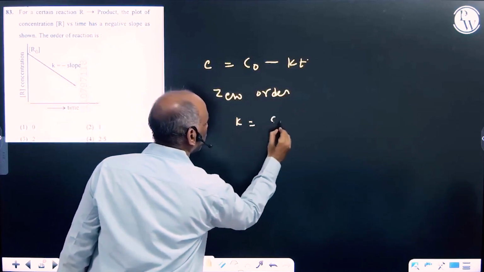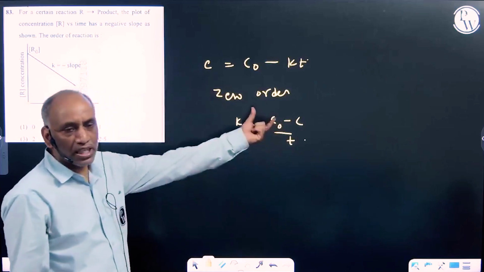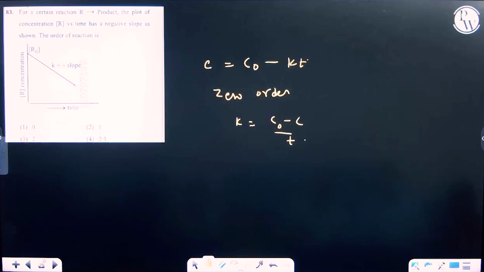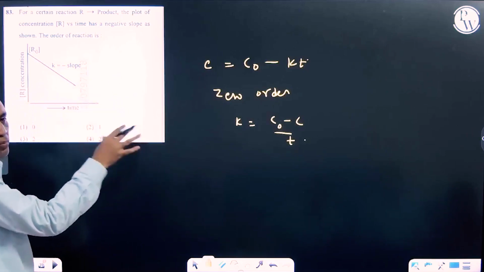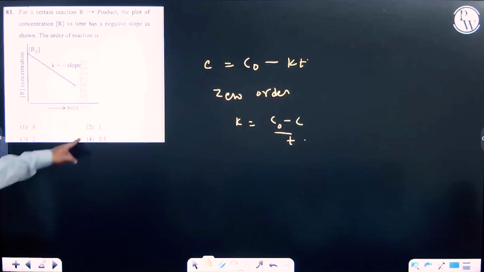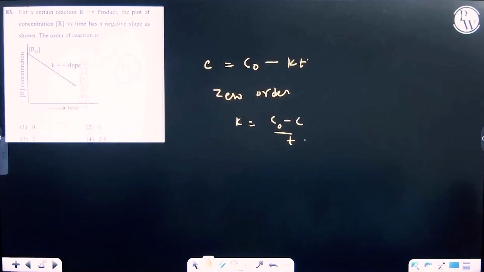Because k is nothing but what? This C0 minus C by t it will become. That means it is nothing but rate of reaction. So rate of reaction and rate constant are the same, meaning the order of reaction is 0, and you can go for this option without any trouble. This is also somewhat easy. People may get carried away. If you take logarithmic concentration and time, you will go for first order reaction, or you will go for second. So this is not easy. There is trapping, and hence it is a moderate question dealing with kinetics.